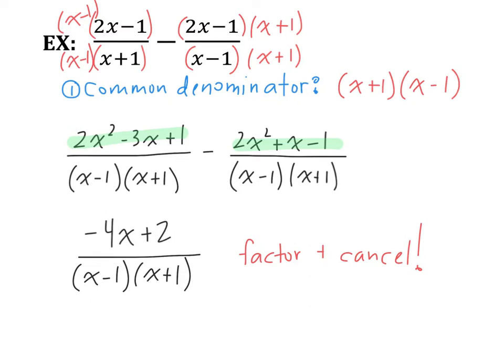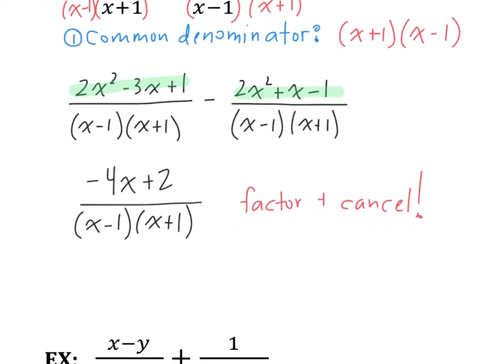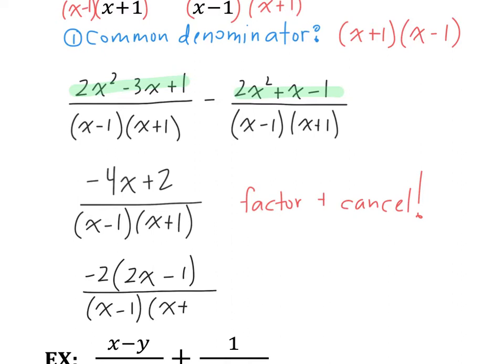Now we have to figure out if this is fully simplified. So we better make sure we factor to see if we can cancel anything. Okay? So I'm going to factor the numerator. I can pull a negative 2 out from that numerator. And when we do that, we're going to be left with negative 2 times 2x minus 1 all over our denominator, x minus 1, x plus 1. And it just so happens that nothing cancels, so I'm going to leave my answer in factored form and move on.